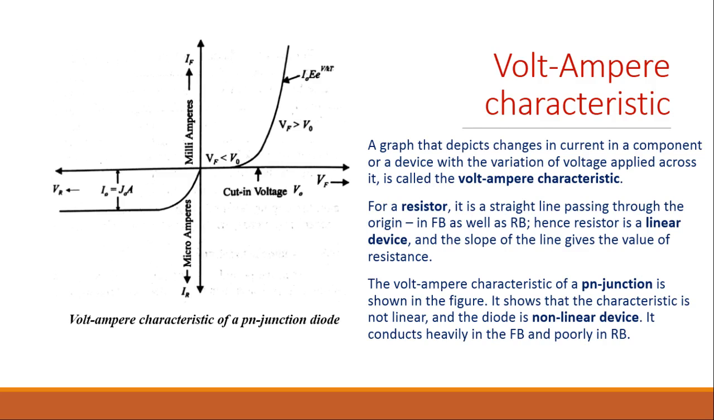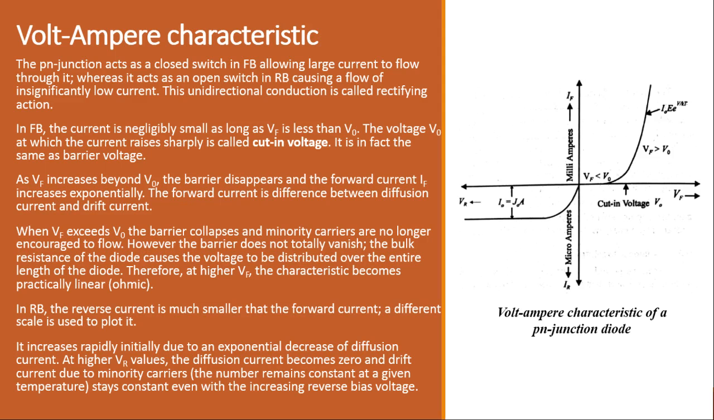device. The PN junction acts as a closed switch in forward bias condition, allowing large current to flow through it, while it acts as an open switch in reverse bias condition, causing an insignificantly low current to pass through it. This unidirectional conduction is called rectifying action and the PN junction is said to act as a rectifier. The rectifying property of the PN junction diode is utilized in a number of applications.